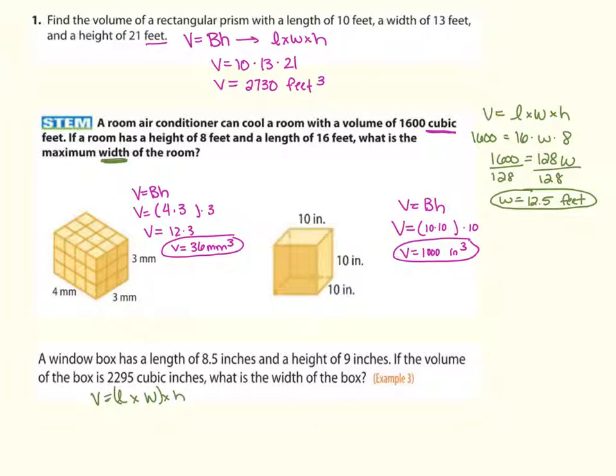Okay, one more question on this slide. This type of question is the one where they actually give you the volume and you have to work backwards in order to find the width. So go ahead and substitute what we've got. We've got the length, we've got the height, and we've got the volume. Substitute those into the formula.